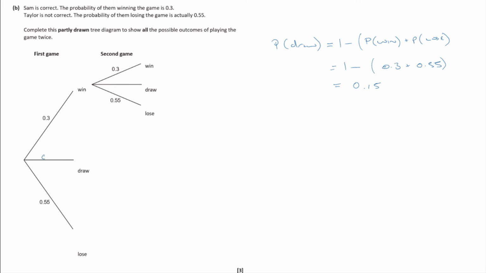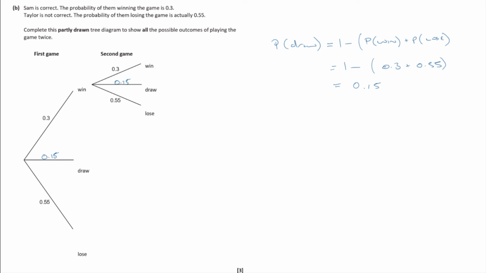So on this arm here, it's going to be 0.15, isn't it? Now, presumably, the outcomes are independent, and one game outcome does not affect the other. Otherwise, this would not be the case. But I'm going to have 0.15 in the middle there as well.